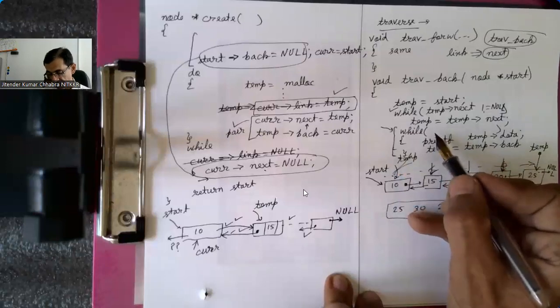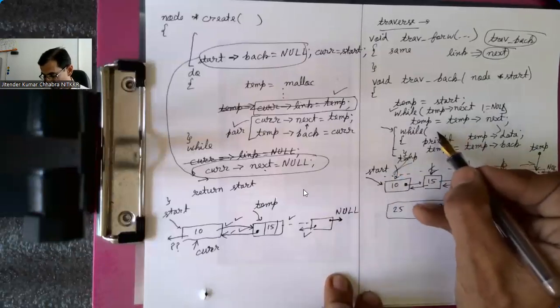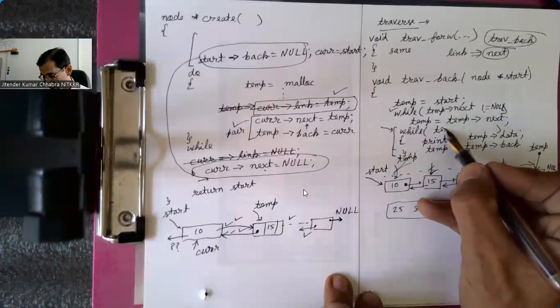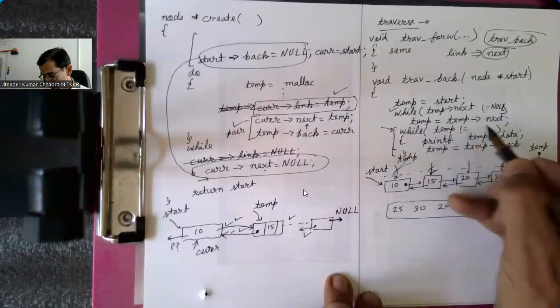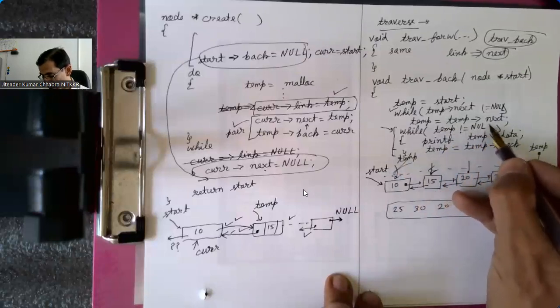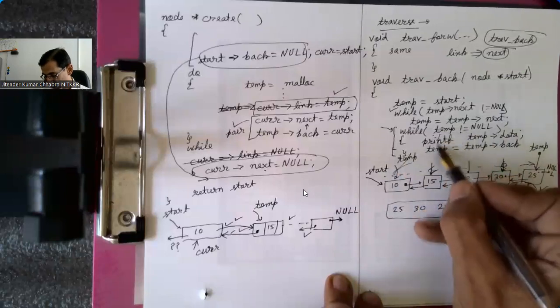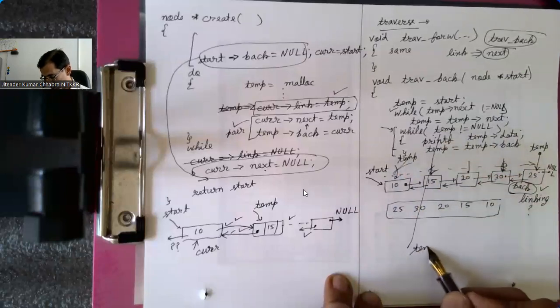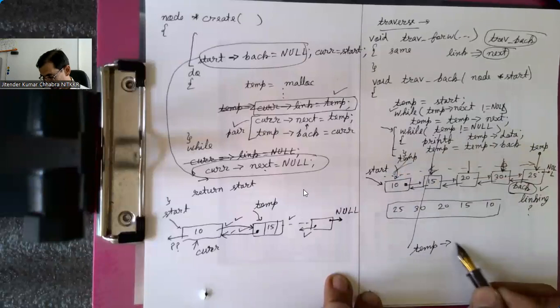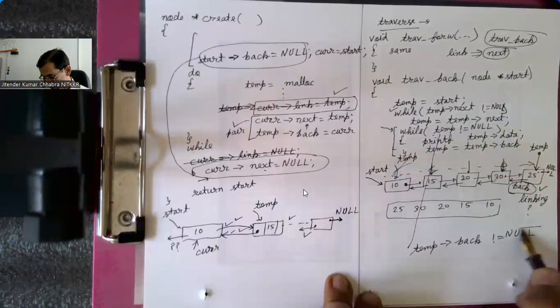Condition almost same as what we were doing in the forward, while temp not equal to null. Again, don't write temp arrow back not equal to null. If you write here temp arrow back equal to null, that will be last node will not get printed. If you write like this, last node printing will be missed.